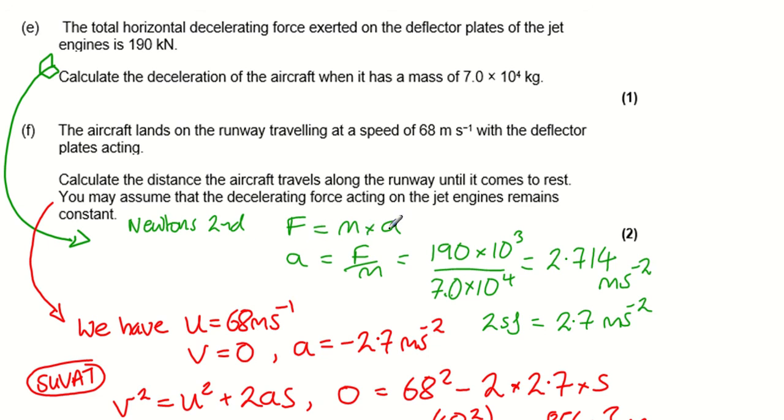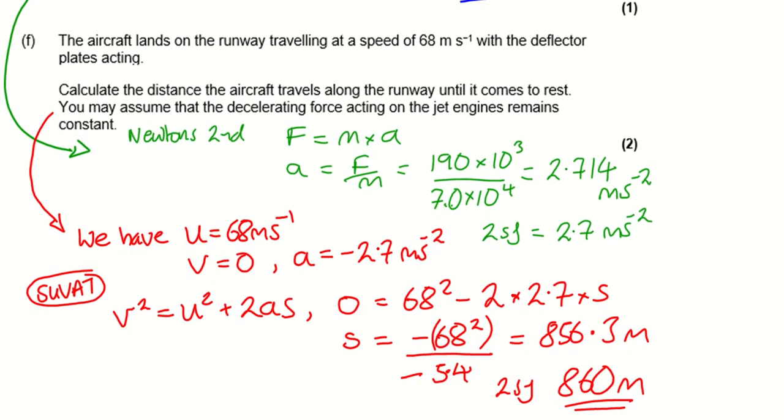Right, force is mass multiplied by acceleration. Acceleration is force over mass. There is your force, 190 kilonewtons. They've told you the mass of the aircraft is that much. Put the two together. Divide the force by the mass. You get 2.714 meters per second squared. Again, drop it down to 2 sig figs, call it 2.7 meters per second squared.